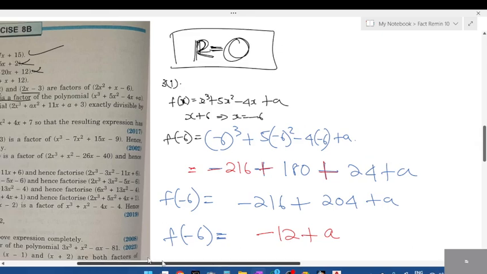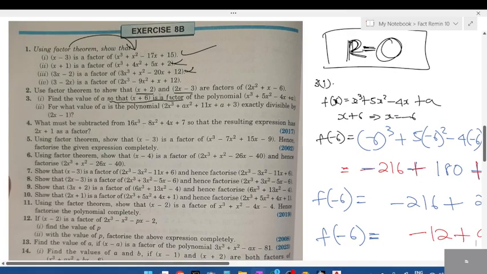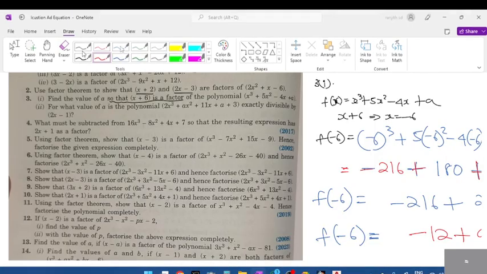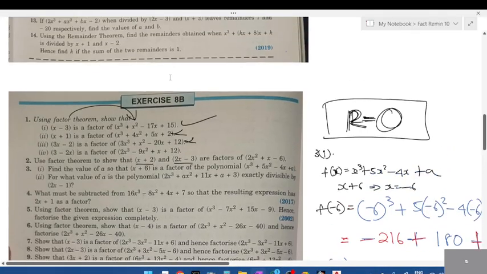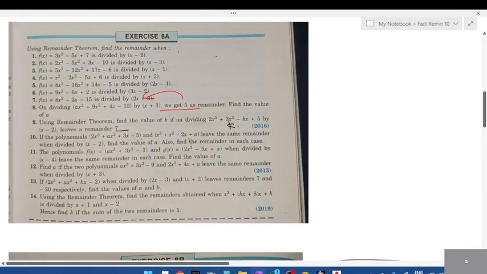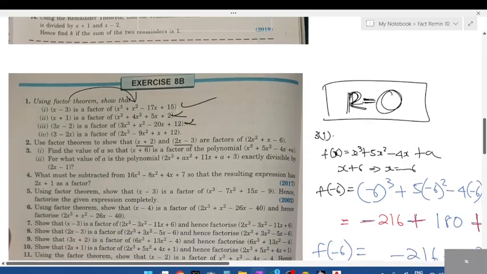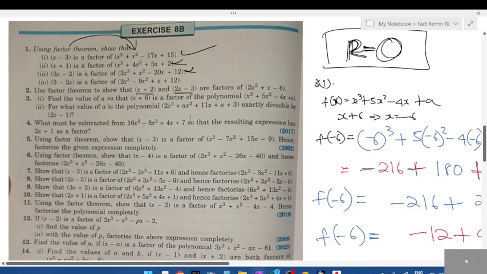And what's the other part of the question they have asked? Also find the value of a. We need to find the value of a. See, usually in this chapter, if there are two variables and you need to find the value of a, they will give us the remainder, right? That is why I made you all solve the eighth one, where they have given us the remainder. But in the third question, is any remainder value given?